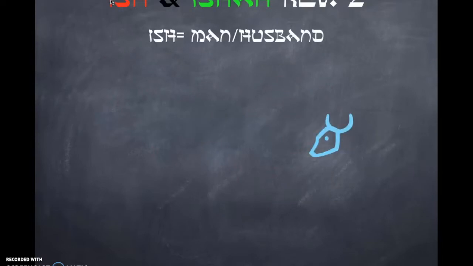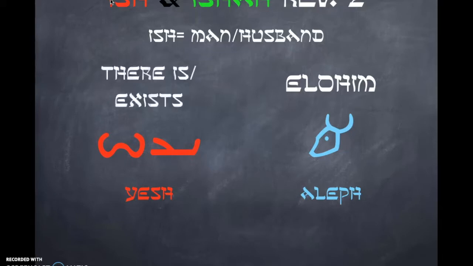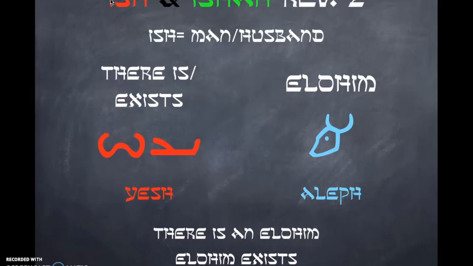Ish and Ishah. Now, let's look at something. You have Aleph. Not only does it mean ox, but there are multiple meanings of one letter. So Aleph also means Elohim, because Elohim is the power and he's first. Of course, Elohim is not an ox, but Aleph represents Elohim. Then you have Yod and Sheen. In Hebrew, that's the word yesh, and that means there is or exists. So another breakdown of the word is that there is an Elohim, or Elohim exists.